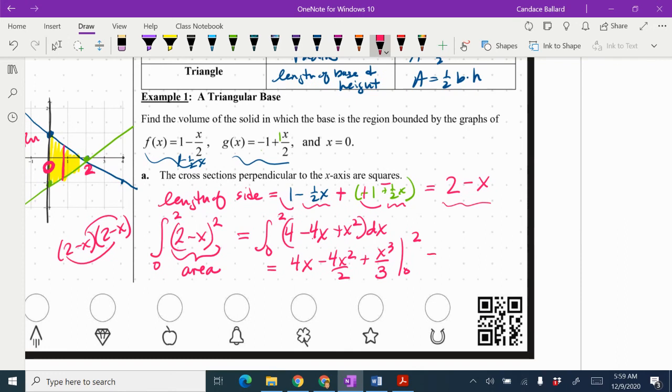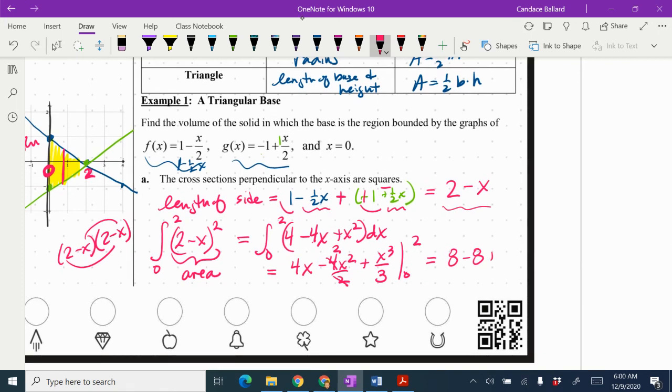I'm now going to plug in my 2. So 4 times 2 is 8. These I could cancel, 2 into 4 twice. So I've got 2 squared is 4, times 2 is 8, and there was a negative there. And then 2 cubed is 8 over 3. And then I put in the 0, and I would get minus 0 on all of those, right? They'd all be zeros. It looks like my 8s cancel, so my final answer on this one is 8/3.